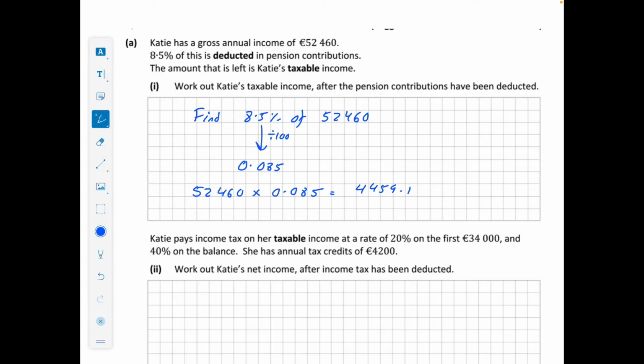Okay, now that's not my answer. That's not the income she's left with. That's the amount that comes out for the pension. So to find the amount she's left with, we're going to do 52,460 minus 4,459.1. Okay, so the amount she's left with after the pension is deducted is 48,000.9. So basically there you were finding 8.5% and then deducting it from your gross income.